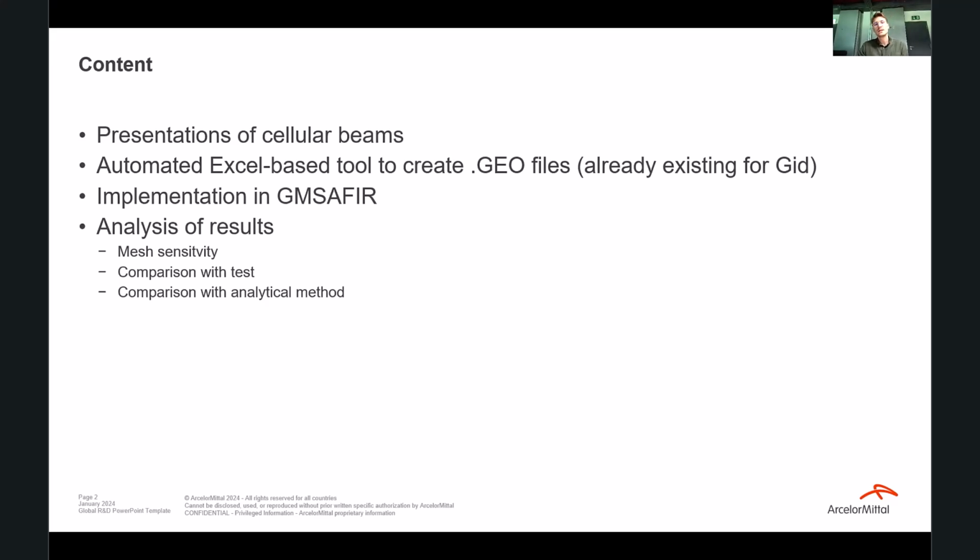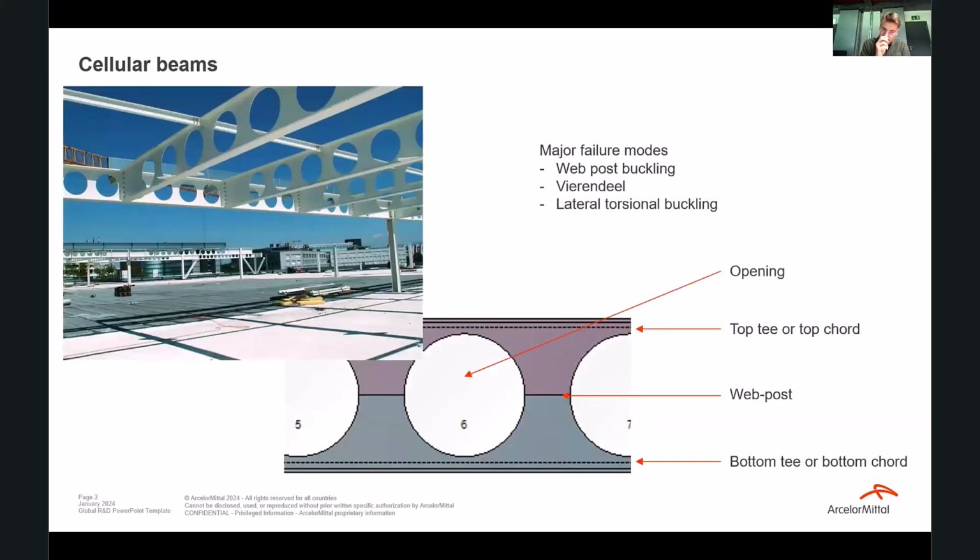And we implemented then a cellular beam, and we will compare the results we get with SAFIR with a real scale test and also with analytical methods to show how SAFIR behaves in these cases. So first of all, cellular beams are those beams with large web openings, circular most of the time and regularly spaced.